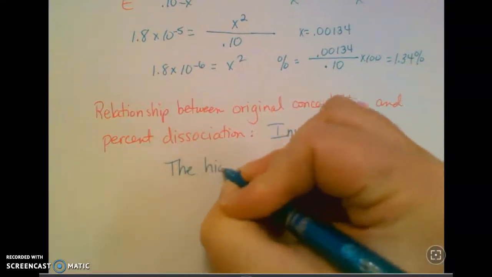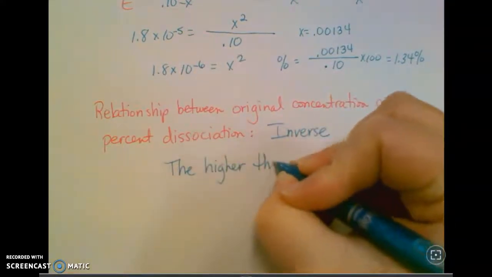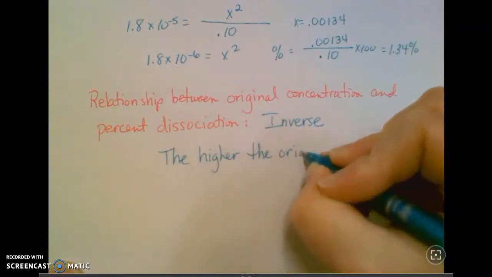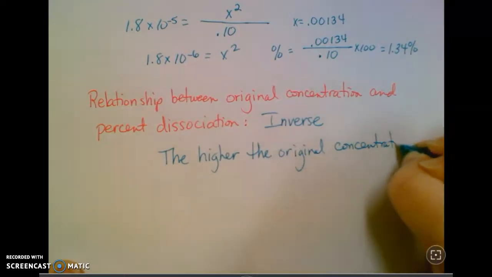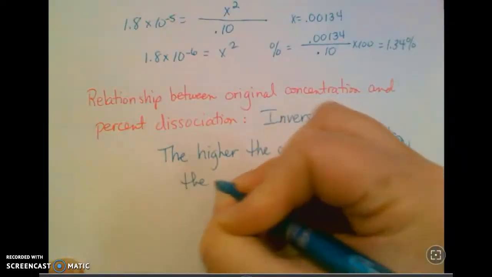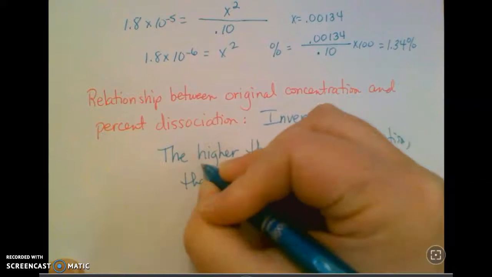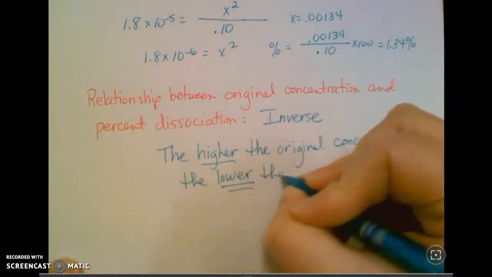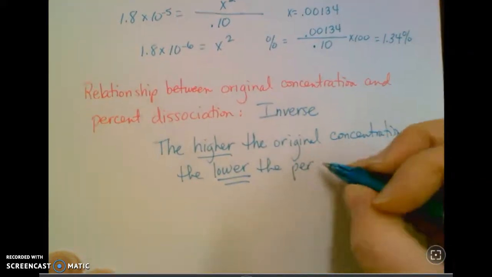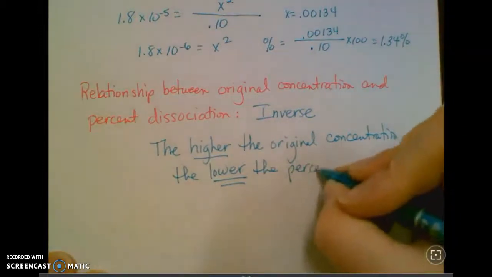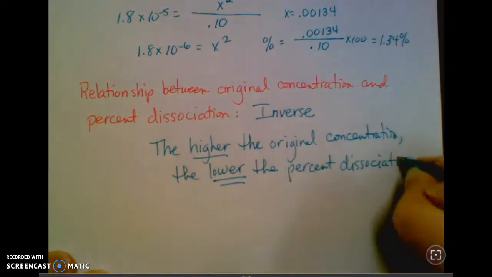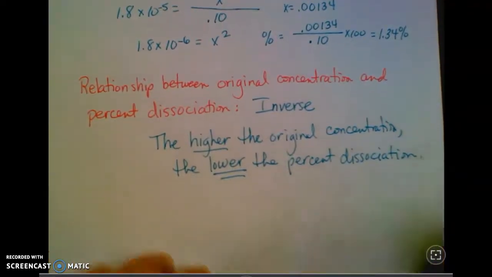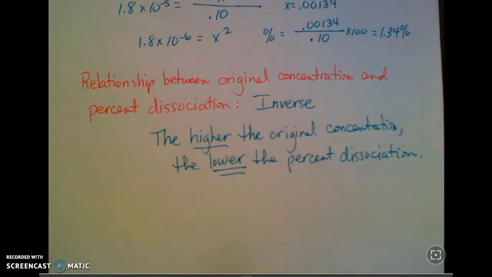So the higher the original concentration, the lower the percent dissociation will be. And of course, the opposite of that is true. You could say it the other way. The lower the original concentration, the higher your percent dissociation would be.